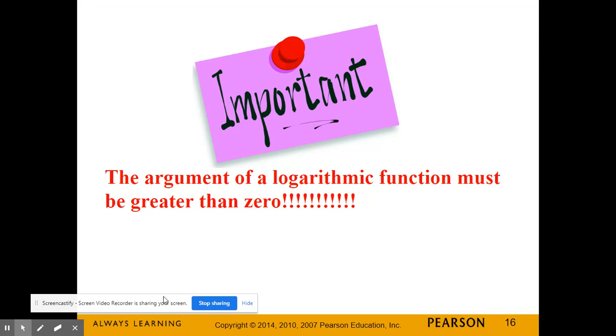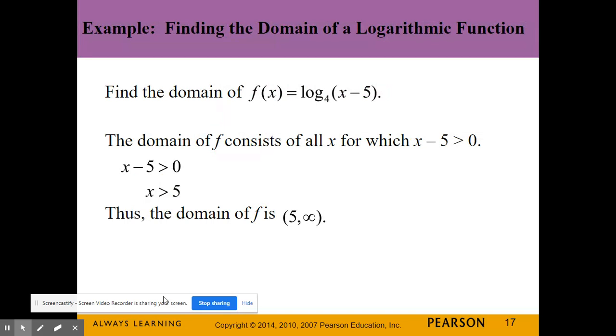This is important. The argument of a logarithmic function must be greater than 0. So the argument is considered the part that's the x minus 5. So since that must be greater than 0, if you set that greater than 0, and then you solve for x, you get what the domain is for a specific log, right? So when we were saying that x has to be greater than 0, we're talking about just log base b of x, right? But what if it's something else? What if it's x minus 5? So you just have to solve for that.